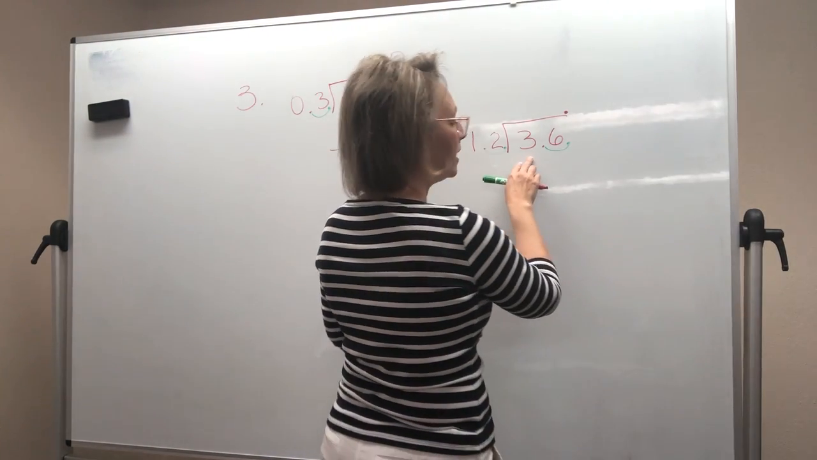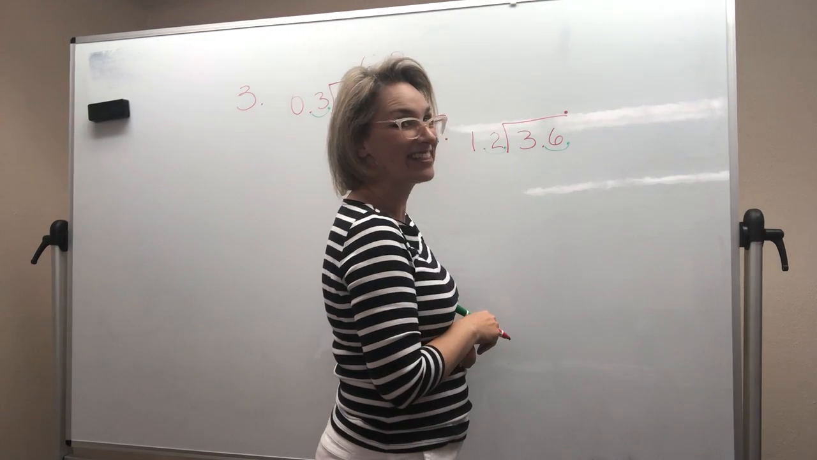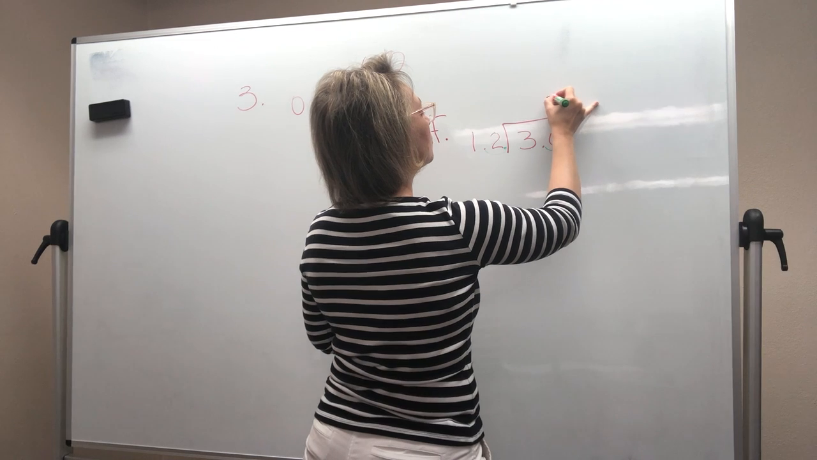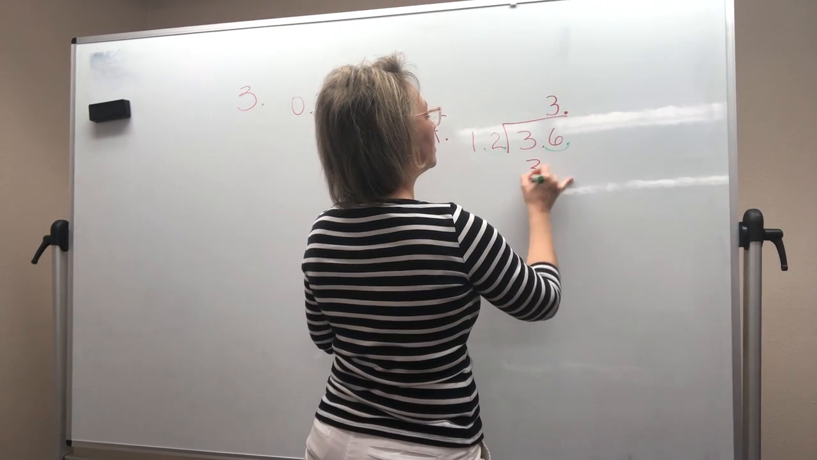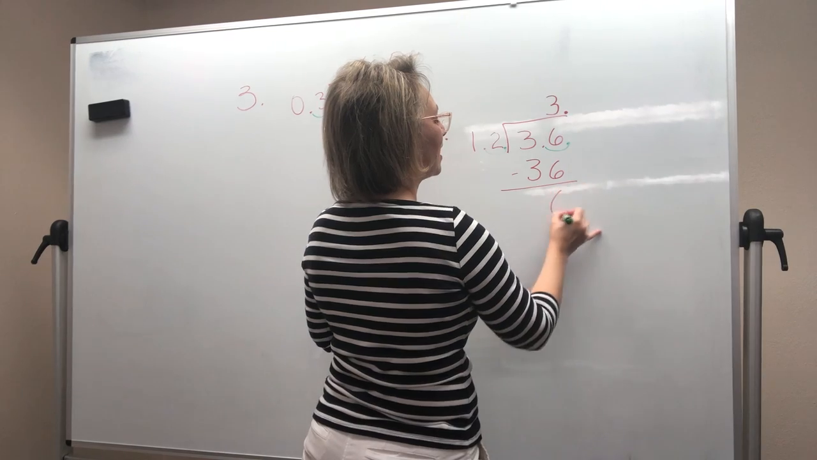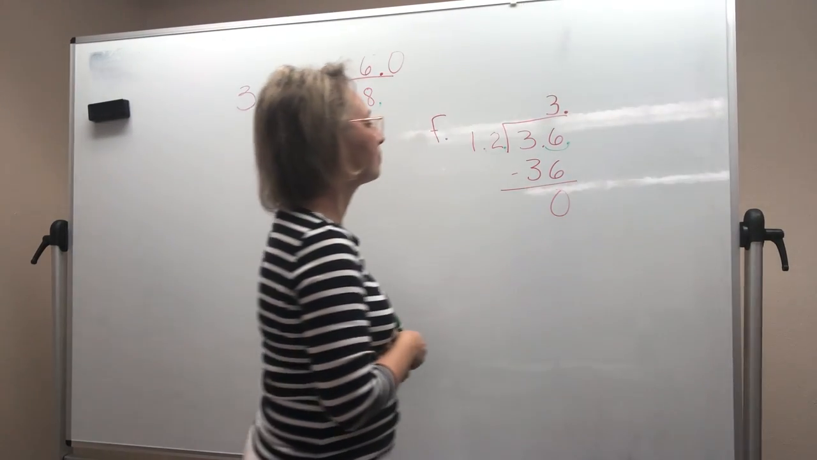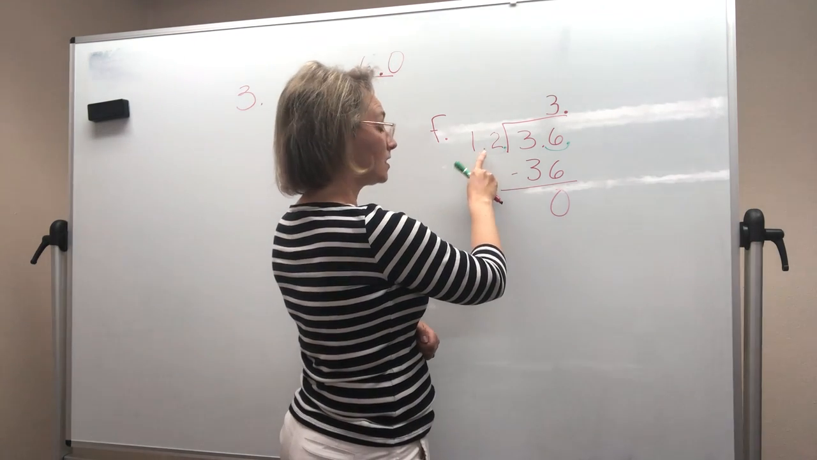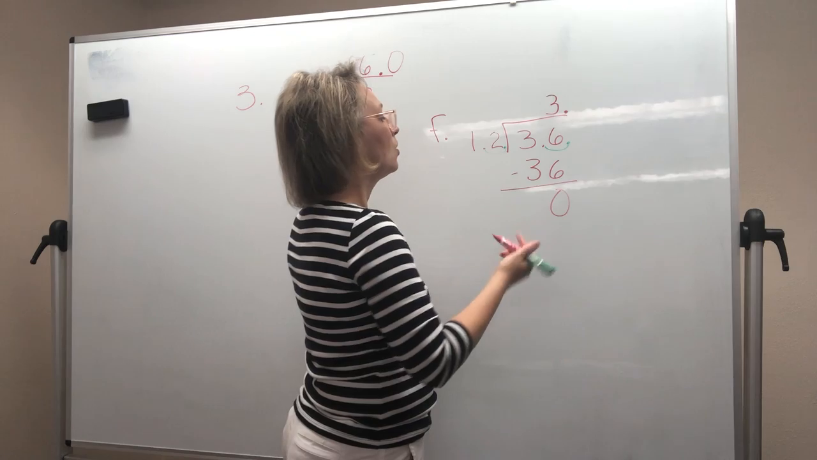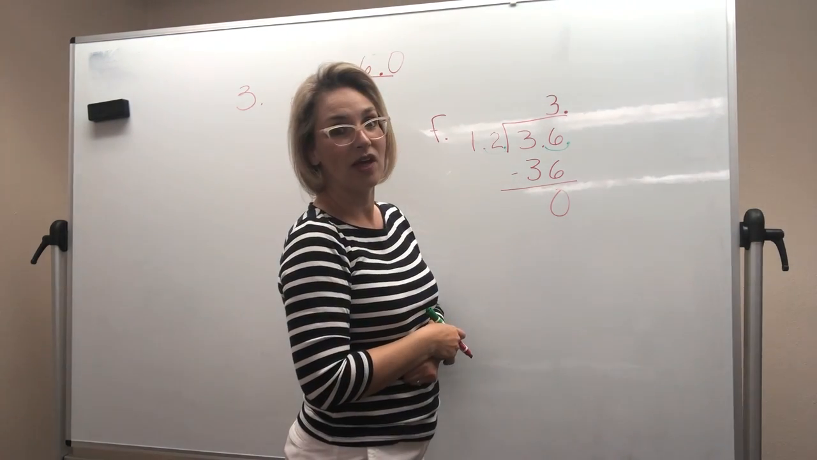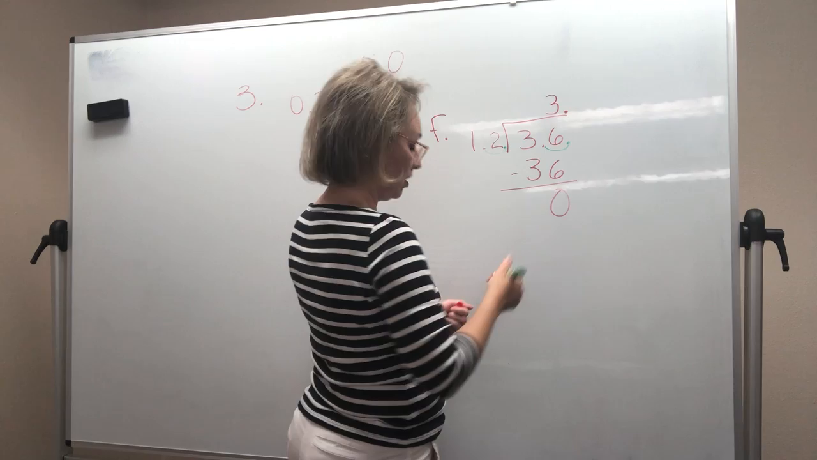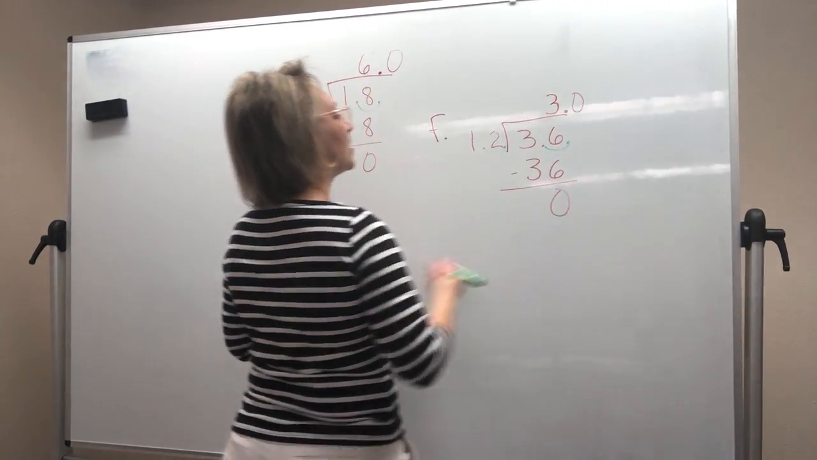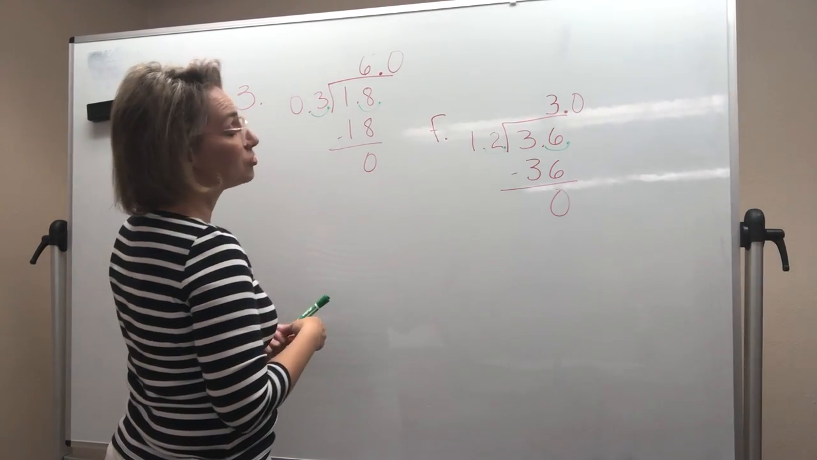Will 12 go into 3? No, but will 12 go into 36? It goes in evenly. It goes in 3 times. 3 times 12 is 36. I subtract and I have a remainder of 0. Okay? Notice that when I move my decimal in this divisor, it went from being 1.2 to 12, and that's okay. All right? You include all your numbers as you're working with it. All right? So that would have a 0 after it to make it be a complete answer 3.0. But the answer is 3.